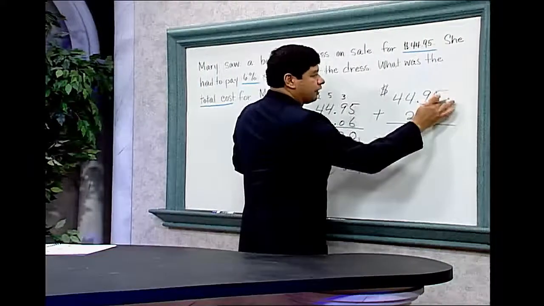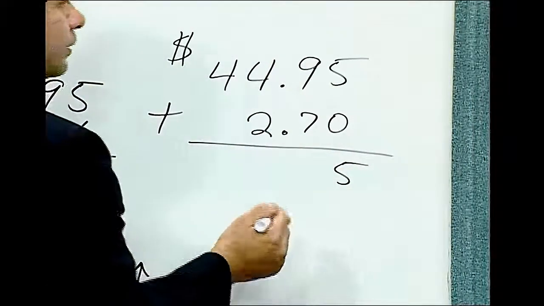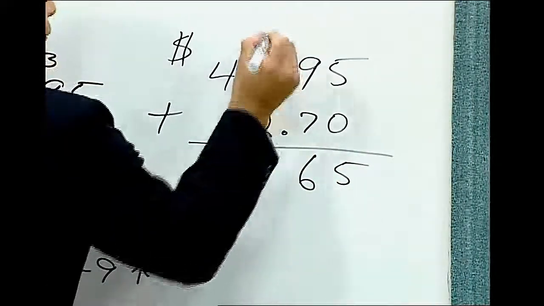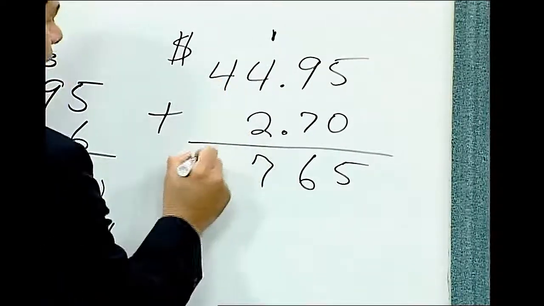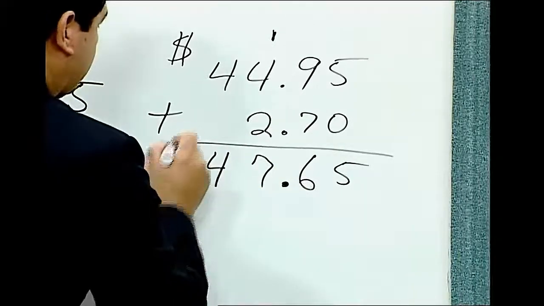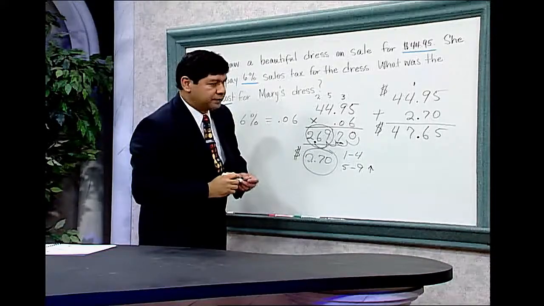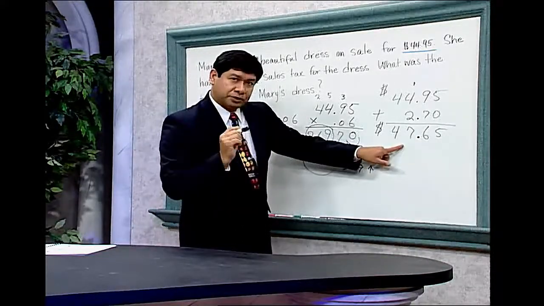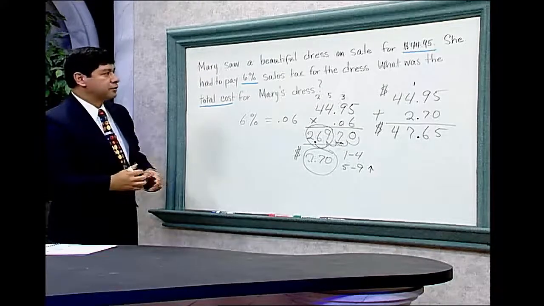Now let's add. 5 plus 0 is 5. 9 plus 7 is 16. Let the 6 carry the 1. 4, 5, 6, 7, 7. And let's just bring down our decimal point. So now our solution is $47.65. This number represents the total cost of the dress once we add in our sales tax.